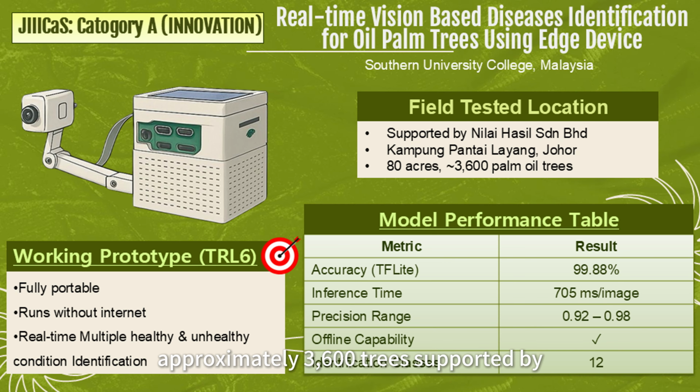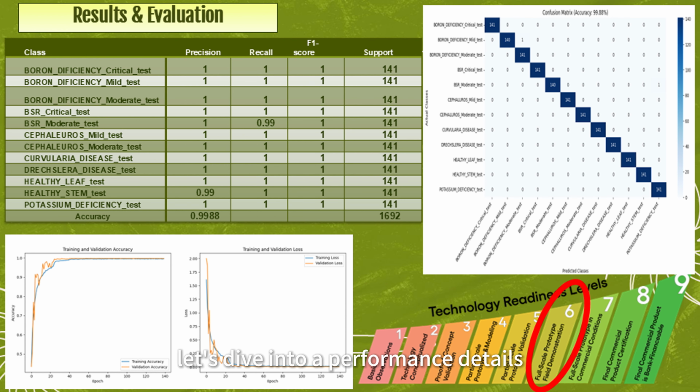Kampung Pantai Layang, Johor, approximately 3,600 trees supported by Nila Hasil Sdn Bhd. Our system achieved a remarkable 99.88% accuracy with an inference time of 750 milliseconds per image and precision ranging around 0.92 to 0.98 across 12 identification classes. Once again, for the supporting document, our solution is a fully portable, offline capable system that identifies multiple healthy and unhealthy conditions in palm oil trees in real time. Built as a working prototype at TRL level 6, it has been field tested on an 80 acre plantation in Kampung Pantai. Let's dive into the performance details.